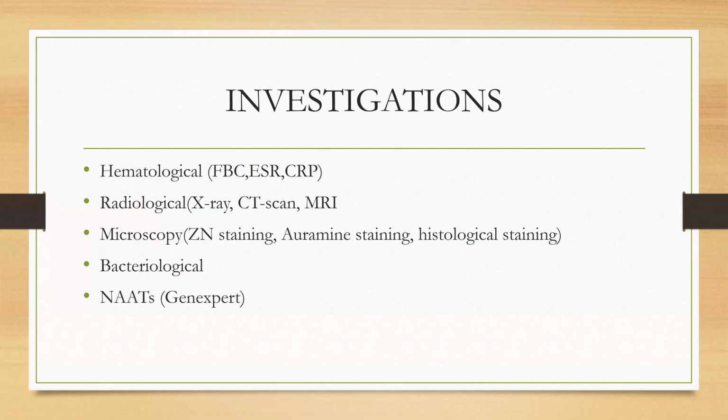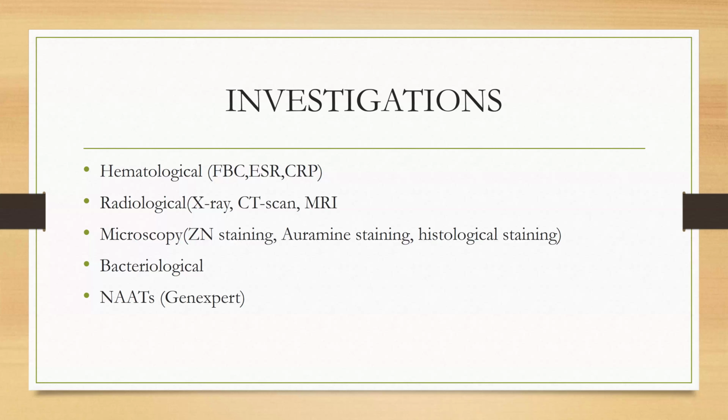Then we can also do microscopy. Microscopy is done whenever you do a ZN staining, Auramine staining, or histological staining; you use a microscope. Some of our facilities have a microscope, so we are able to do ZN staining. What we would encourage is that whenever you are suspecting TB, if that capacity is there, and most likely it is there in most microbiology labs, you can do ZN staining for TB, bright field microscopy.